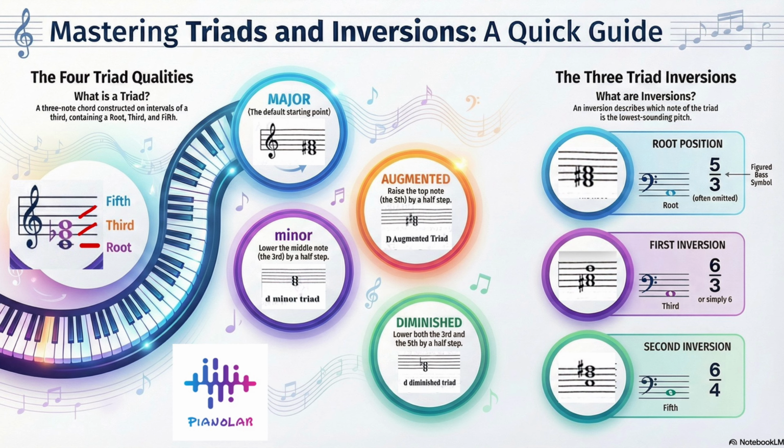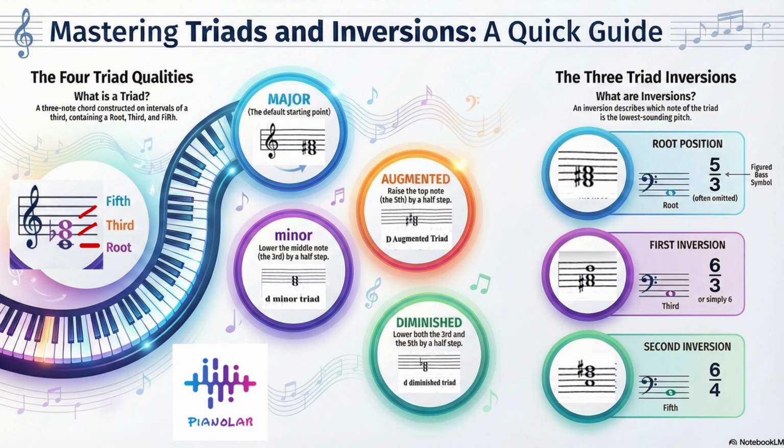Let's say I have C major: C, E, G. How do I get to C minor? For a minor triad, you change just 1 note. You lower the middle one, the third, by a half step. So C, E, G becomes? C, E flat, G. And that's it. That one little half step change in the middle is the entire difference between the sound of major and minor. So the quality is all in the third.